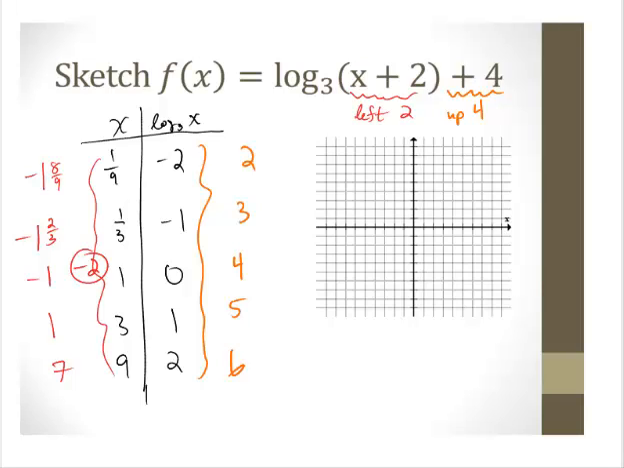Now, what about my vertical asymptote? Well, my vertical asymptote will also shift left 2. So there's my vertical asymptote at x equals negative 2. And now I'll plot the points. Negative 1 and 8/9, comma 2. Negative 1 and 2/3, 3. Negative 1, 4. 1, 5. And 7, 6. We still have the asymptotic feature, and increasing. So there's the sketch of the log base 3 of x plus 2, plus 4.